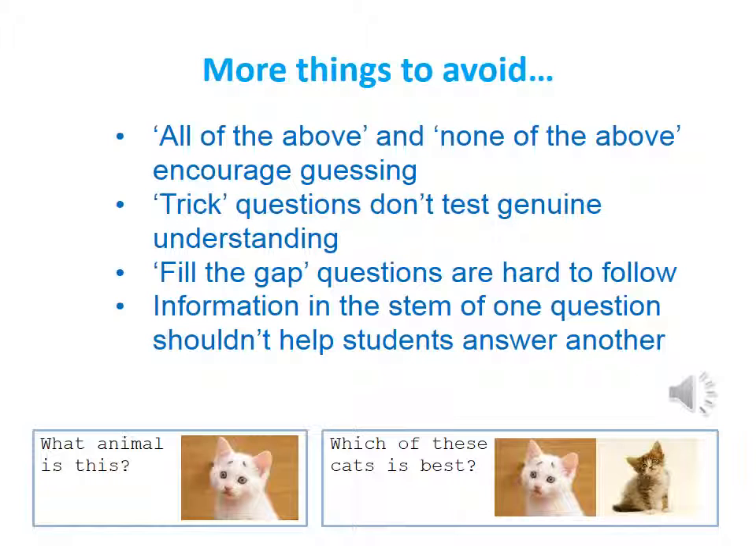Fill in the gap questions are harder to answer than straightforward questions. So "the capital of Britain is..." will be harder to understand for students than "what is the capital of Britain?" Seems simple, but it's an easy thing to avoid. And finally, do check that information in the stem, the problem of one question, doesn't help students answer one of the other questions. See the example below. What animal is this? If they get through to question 5 and it's asking them which of these cats is the best cat, they'll know the answer to that earlier question.